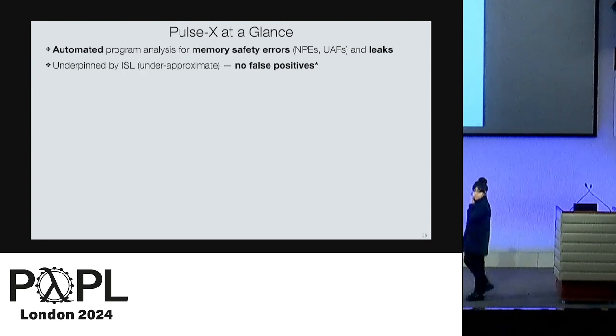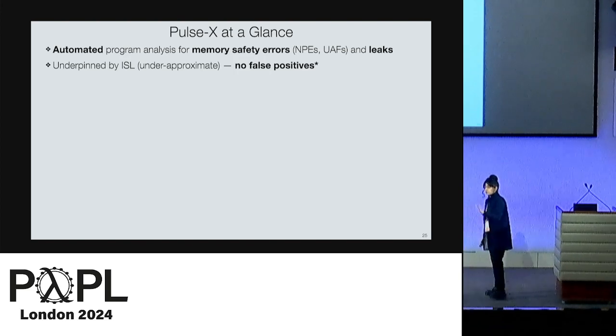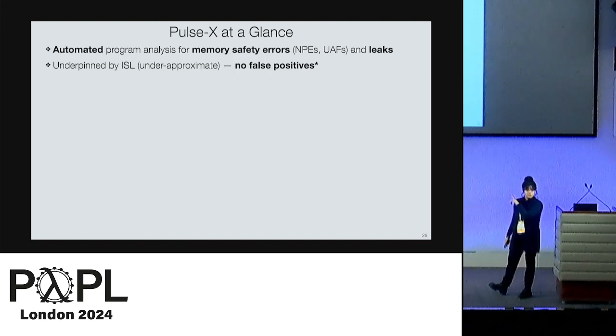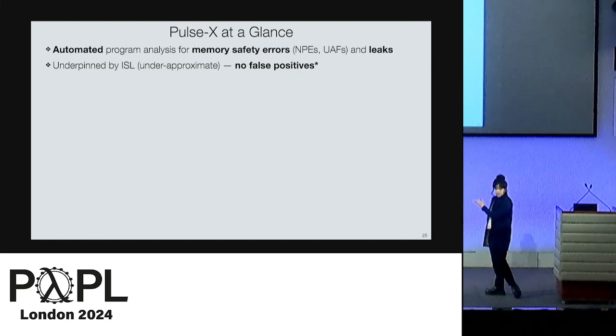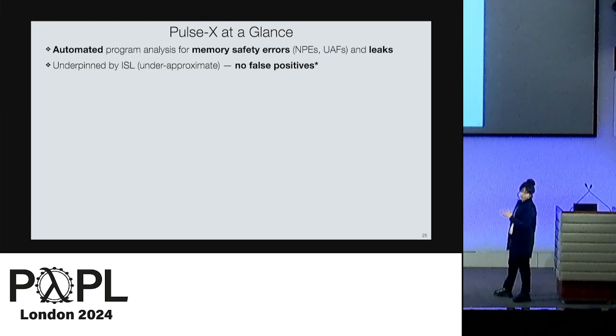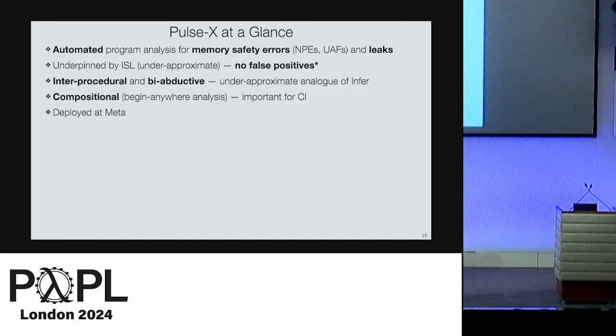And it's specifically targeting memory safety errors. And by that, I mean null pointer exceptions, use after free, as well as memory leaks. I didn't show the theory here, like the axioms for memory leaks, but we handle that too. Of course, it's underpinned by incorrectness separation logic. So by construction, it doesn't have any false positives. Notice the asterisk. I'll come back to the terms and conditions in a minute. This is Britain. We love our terms and conditions here, right? There's always a caveat, but I will come back to that later.